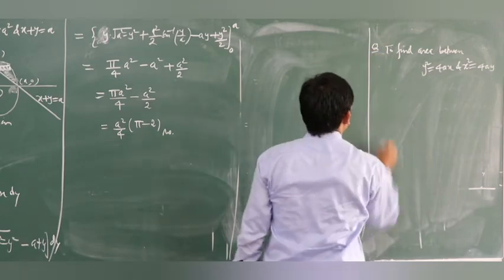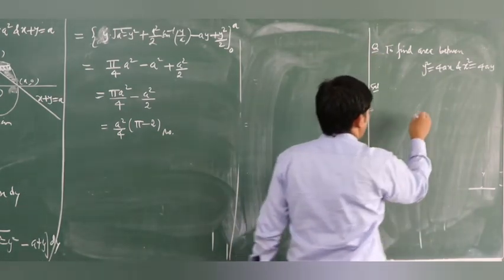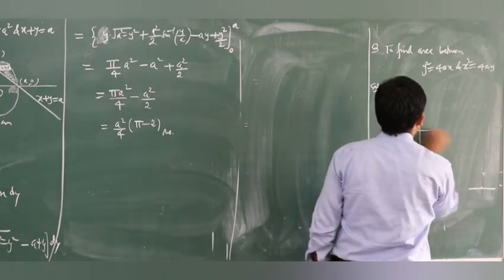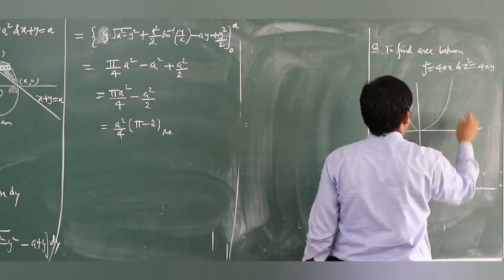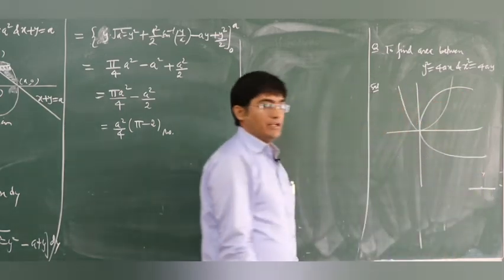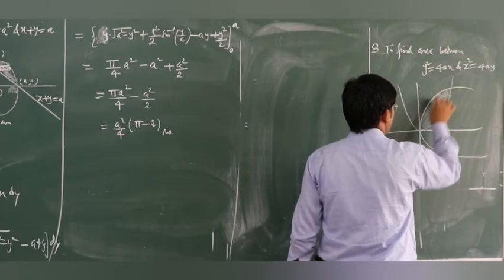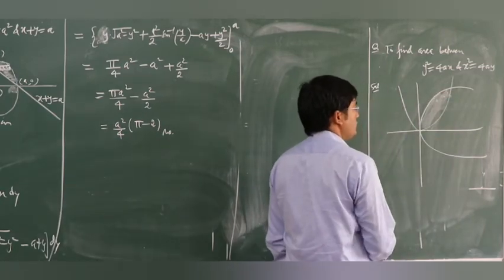So solution, the parabola x square equal to 4ay will be this one, an upward parabola, and then we have this parabola. So the area between these two parabolas is this shaded region. So this is the area between these two parabolas.